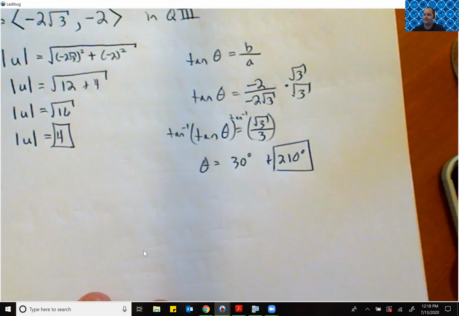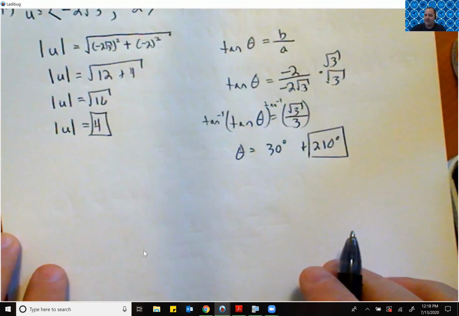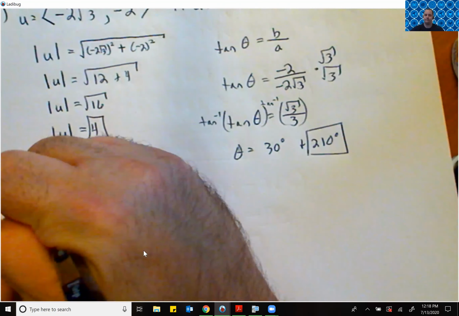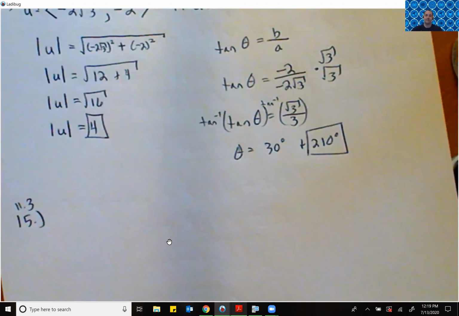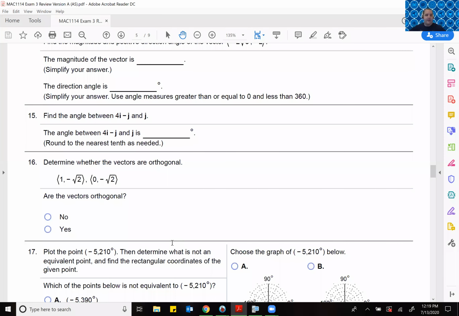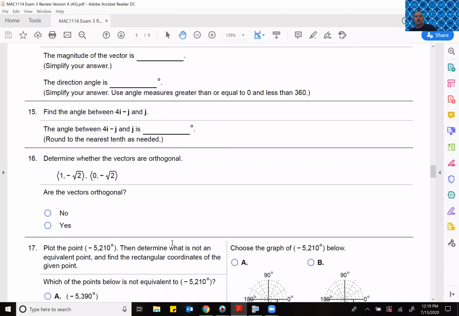Okay? All right, number 15, moving on, still 11.3. Lots of 11.3 questions because there was a lot in there. So the next one, it wants you to find the angle between these 2 vectors. So let's just call it vector u, which is 4i minus j. And we'll have vector v, which is j. Okay?